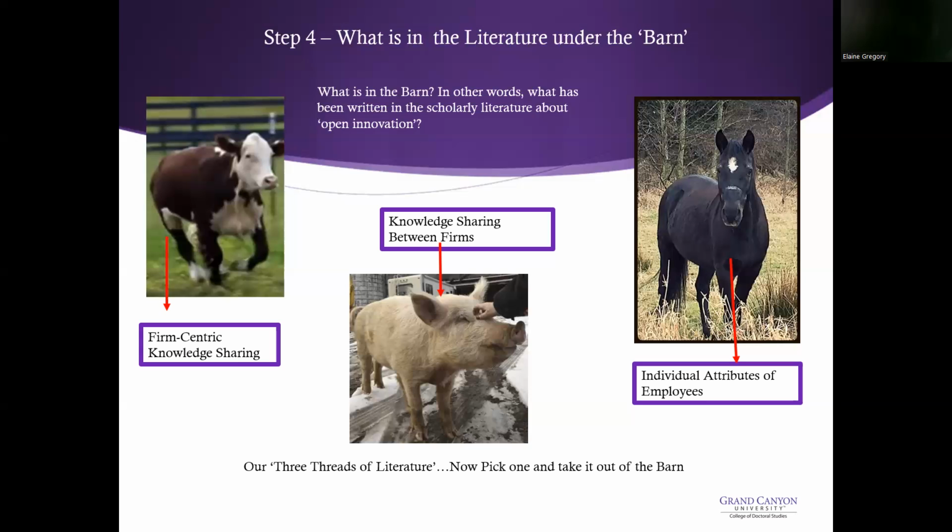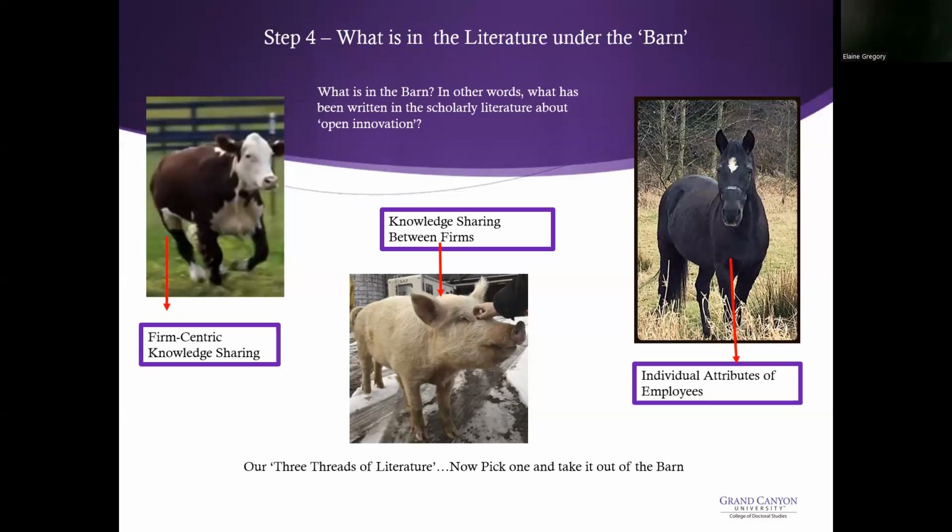The third is the horse, and that represents scholarly articles about individual attributes of employees that leads to open innovation. There are lots more threads, but I only picked 3 because these are the most exciting that I want to see. So once you have your 3 areas of literature, pick one of these critters and take it out of the barn. Now, the important thing is to shut the barn door behind you.